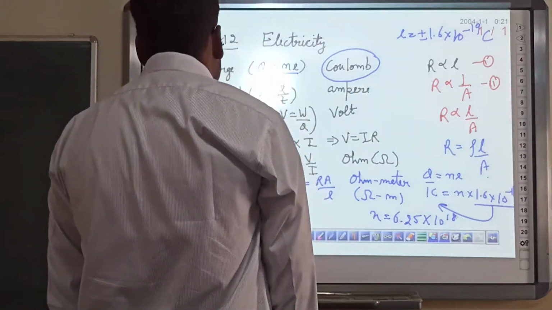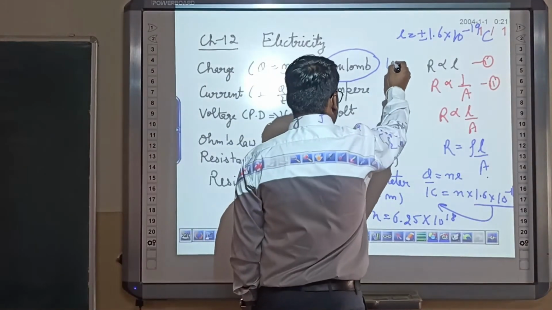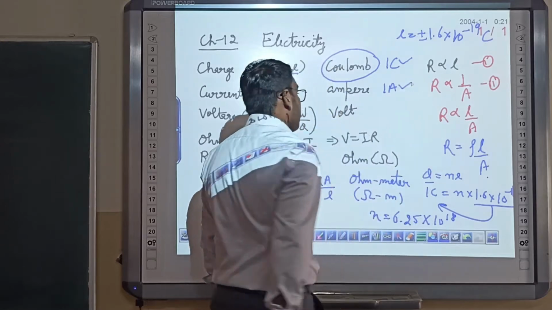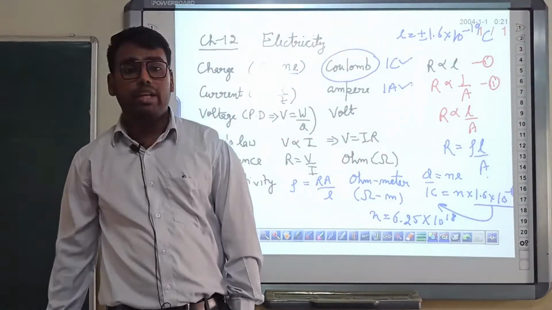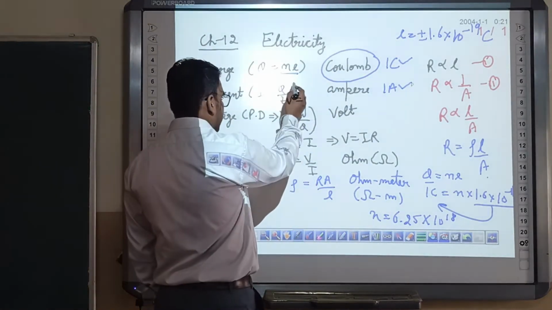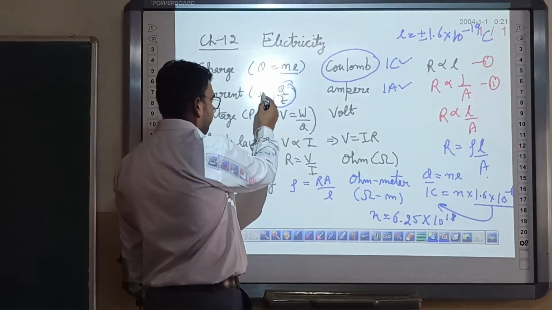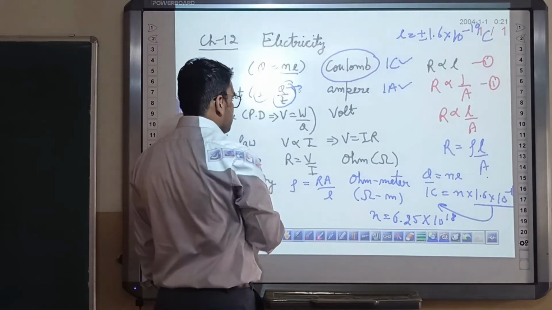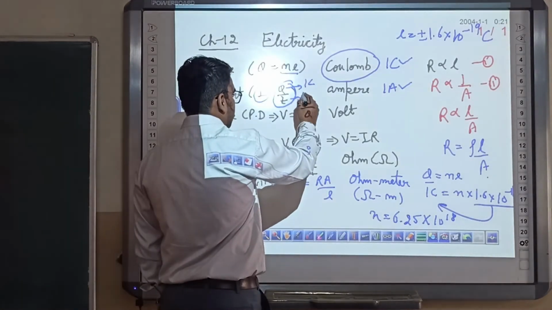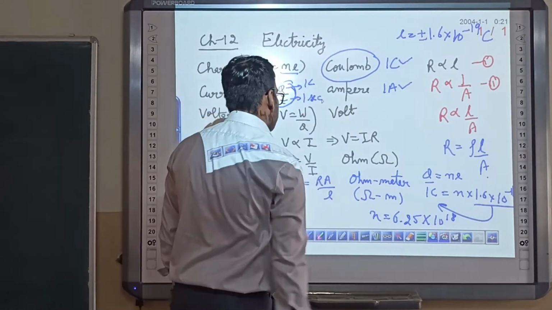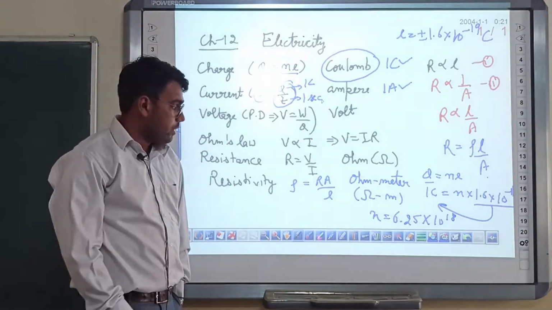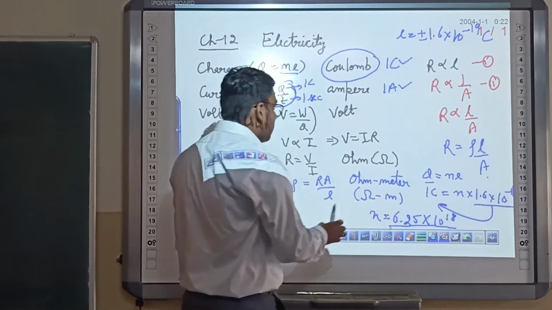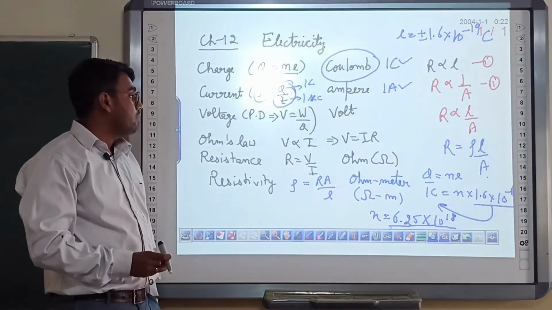Next, define 1 ampere. 1 coulomb we have done. 1 ampere means a flow of 1 coulomb in 1 second. The formula is I equals Q by T. When will this quantity be 1? When Q is 1 and time is 1. So when 1 coulomb of charge flows in 1 second, or when this much charge flows per second, we call it 1 ampere.